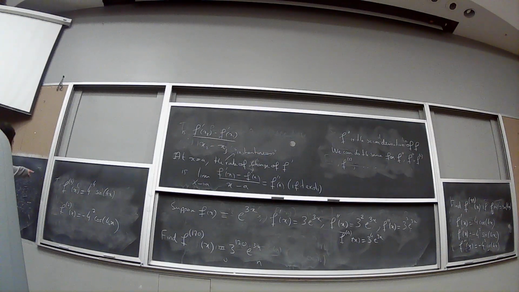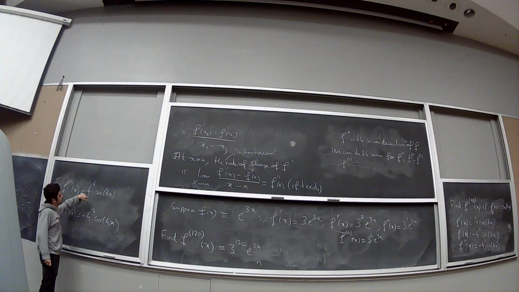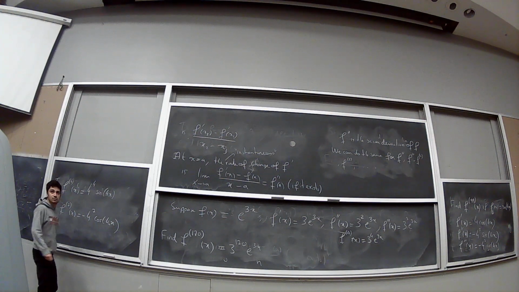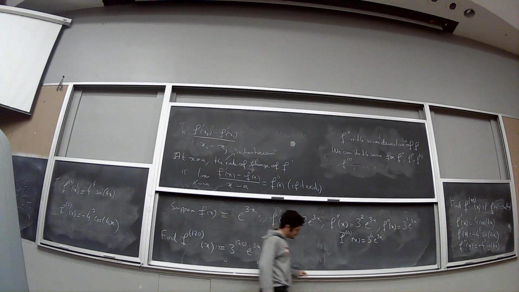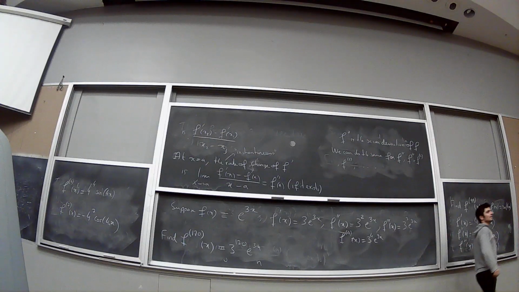f to the 5 is 4 to the 5 cosine 4x. f to the 6 is minus sine. Yeah, that's good. Do you guys see this or not? Now, if I were to look at f to the 99, what should it look like? Negative 4 to the 99 cosine 4x. Is that what you had? Do you guys see that?